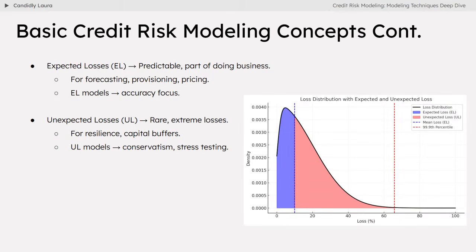In my business understanding and regulations video, I mentioned that expected losses are losses that are part of doing business, and unexpected losses are extreme levels of losses that may happen which are hard to predict. The type of loss you are modeling will impact your model design as well, since expected losses are about forecasting and provisioning and trying to make sure your model is accurate, whereas unexpected losses are about resilience and capital adequacy and trying to make sure your model is conservative enough.